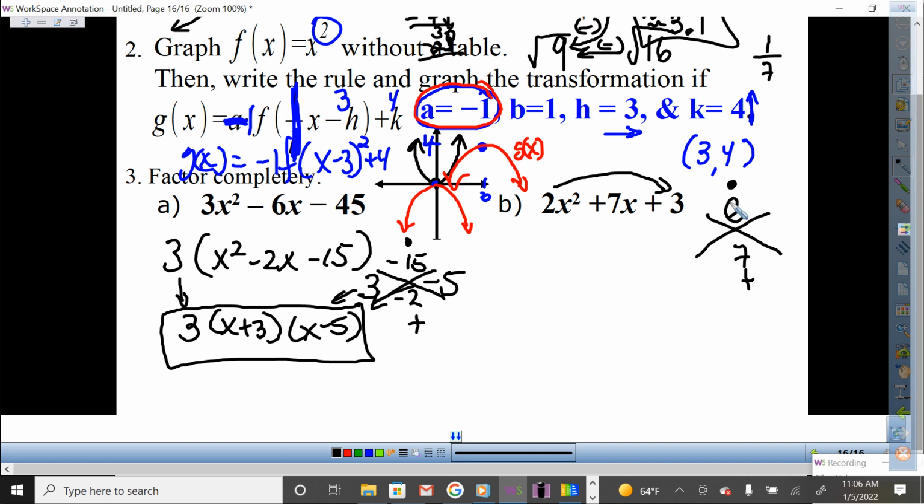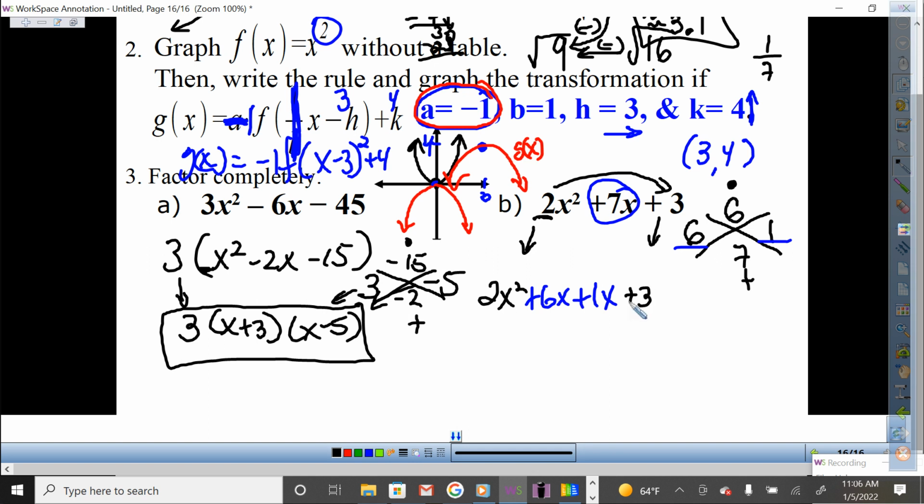So what two numbers multiply to give me 6 that when you add them give us 7? 6 and 1. 6 times 1 is 6. 6 plus 1 is 7. However, look up. We can't use this shortcut here because this one has a number here. This one didn't. That means I'm going to rewrite this: 2x squared, and instead of 7x, I'm going to use 6x plus 1x. Then I'm going to bring down the last term, which is plus 3.